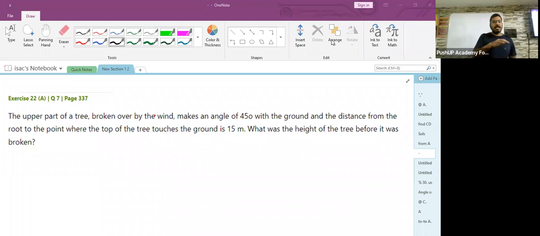The upper part of a tree broken over by the wind makes an angle of 45 degrees with the ground, and the distance from the root to the point where the top of the tree touches the ground is 15 meters. What was the height of the tree before it was broken?